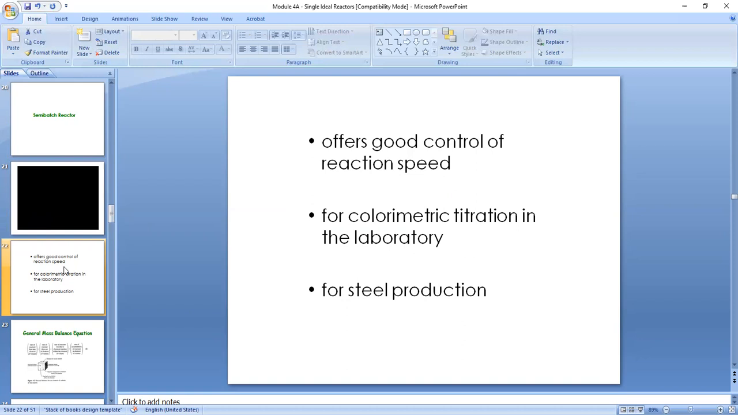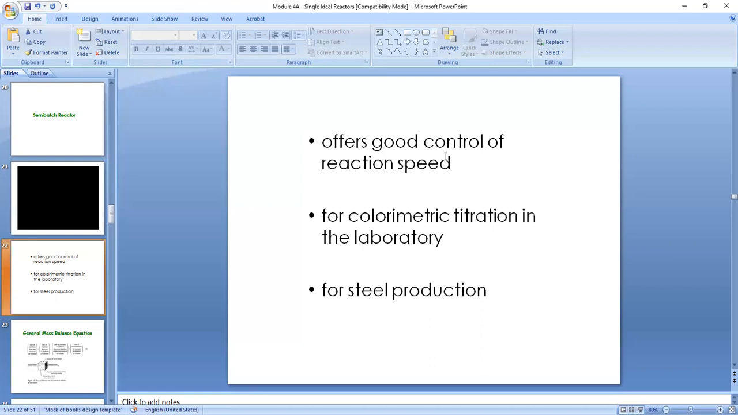A while ago, I emphasized that when we talk about continuously stirred tank reactors or continuous reactors, we say that there is extremely good product quality control. So we have control on the yield, we have control on the amount of product that is produced from our system, from our reactor. Now, if it's compared to the semi-batch, what is good about the semi-batch? This is it. So it offers good control of reaction speed. So this time, you can control the speed of the reaction in the case of the semi-batch reactor.